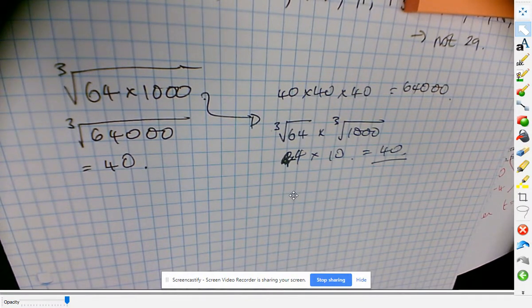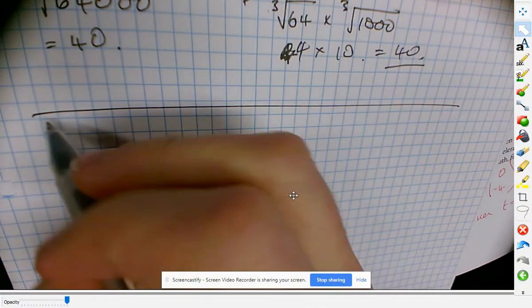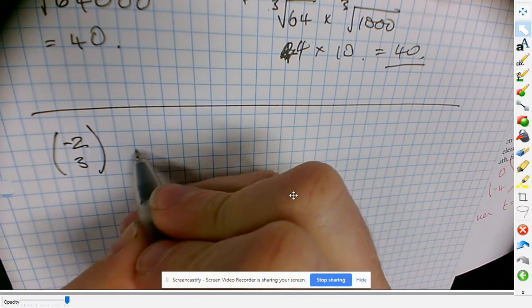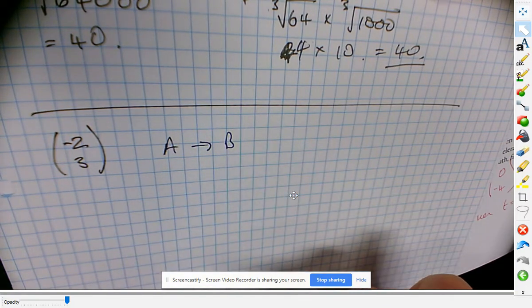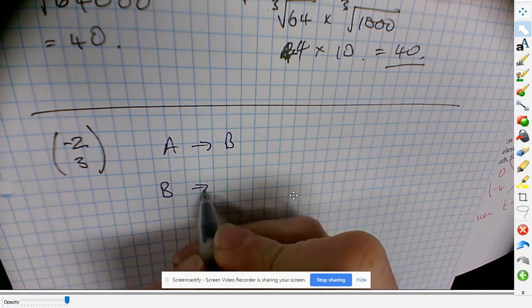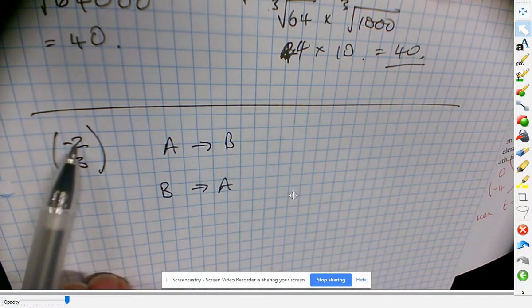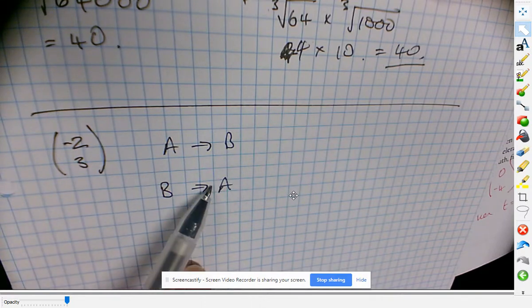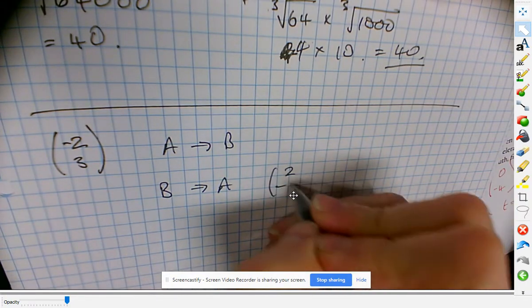Okay. Question 2. Question 2 talks about column vector stuff. Column vectors we've come back to recently, so maybe this is easier. So the vector -2, 3 gets you from A to B. And then what it wants to know is what gets you from B back to A. So what's the reverse of -2, 3? This means 2 to the left, 3 up. So to reverse that and go the opposite direction, I've got to go 2 to the right and 3 down. So the answer is 2, -3.